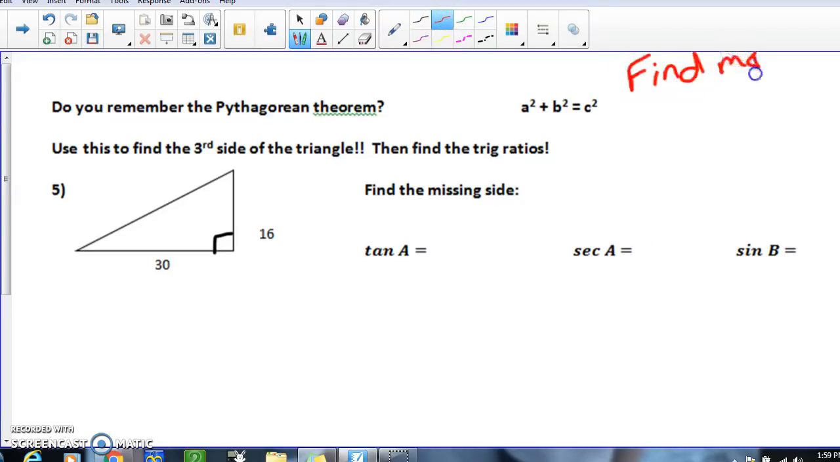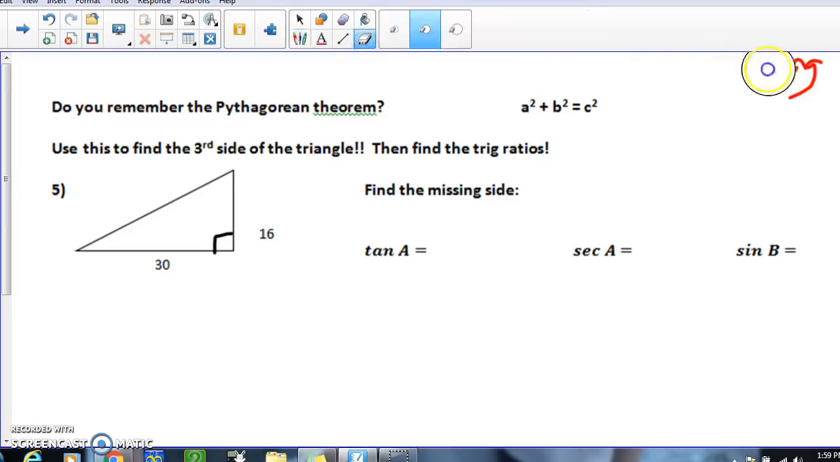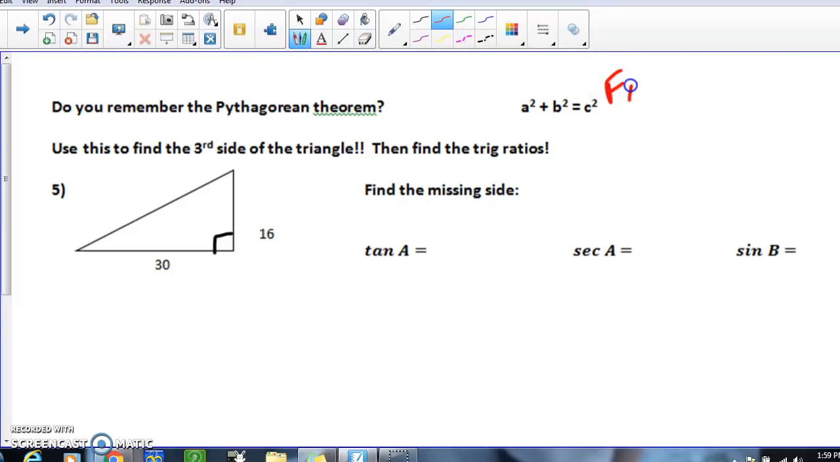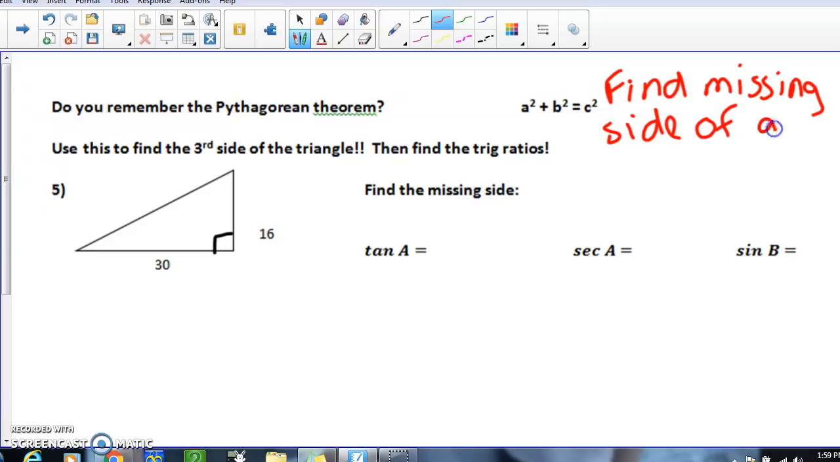The Pythagorean theorem is used to find a missing side of a right triangle. And yes, it has to be a right triangle. If it's not a right triangle, you can't use the Pythagorean theorem. And hopefully you remember a and b are the legs of the triangle, meaning the two sides that form the right angle. c has to be the hypotenuse.